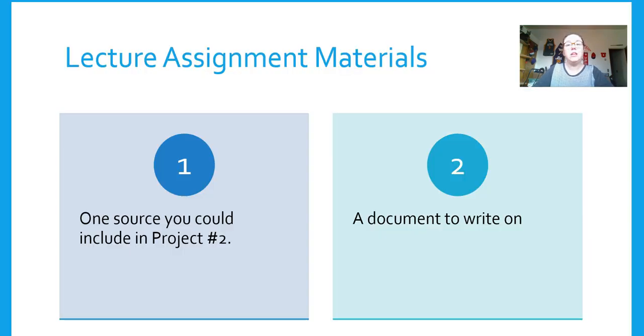Before we begin, you'll need the following materials for the lecture assignment. You'll need one source that you could include in Project 2, and you'll need a document to write on. Now, remember that the source that you could include with Project 2, of course, can be a scholarly article if you'd like, but also if you'd like to include something like a TED Talk or a newspaper article or a magazine article or a blog post or something of that nature, you can certainly do that as well.